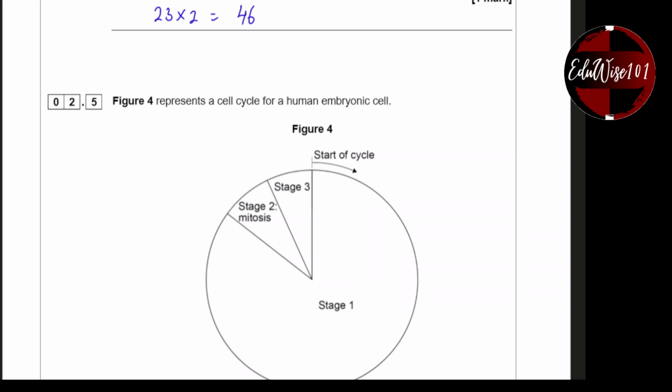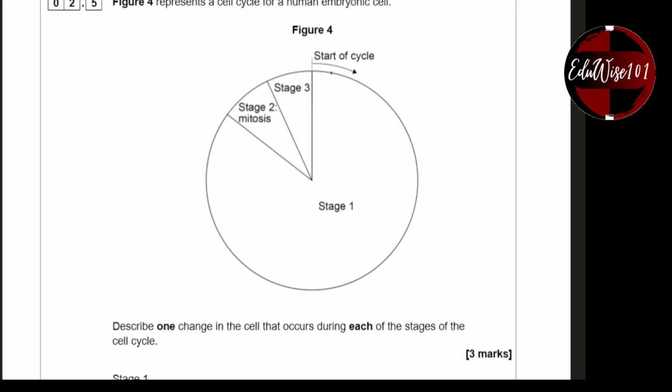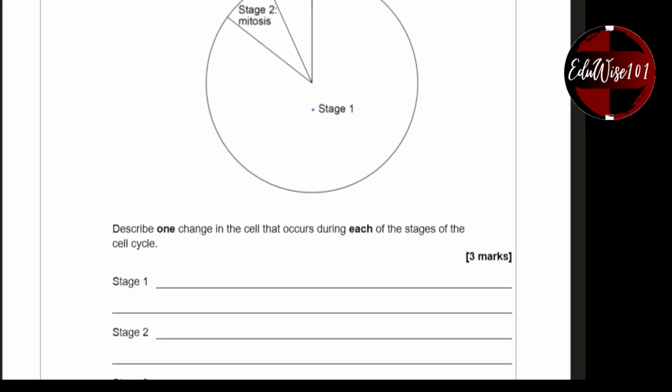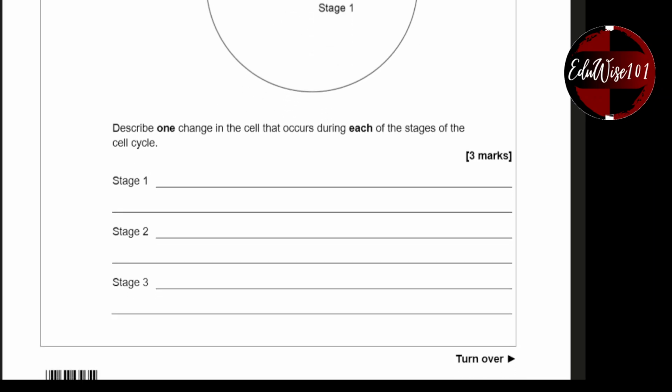Figure 4 represents a cell cycle from a human embryonic cell. You have the start of the cell cycle, which is stage 1, which is nearly 80% of it. Stage 2 is mitosis, and stage 3. Describe one change in the cell that occurs during each of the stages of the cell cycle. So what happens during stage 1?